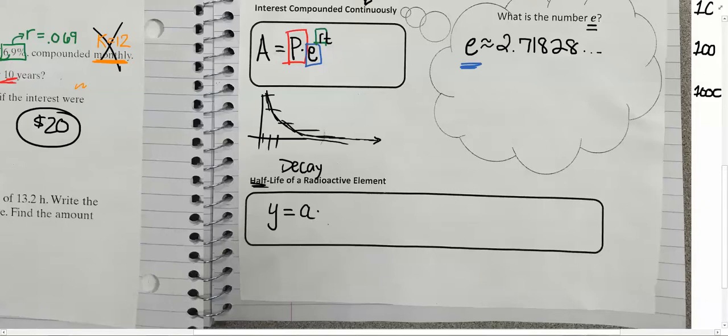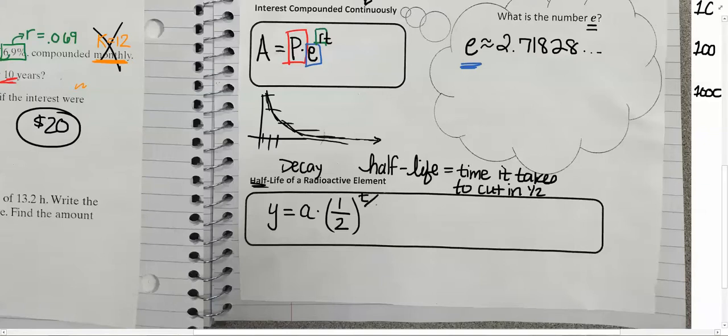You have your initial amount, A, and since it's a half-life, we're cutting things in half. So the base here is 1/2. But the half-life is the time it takes for the amount to be cut in half. So you're not just going to put t here, you're going to put t divided by the half-life, whatever that period of time is. It could be days, years, hours, minutes, it depends.